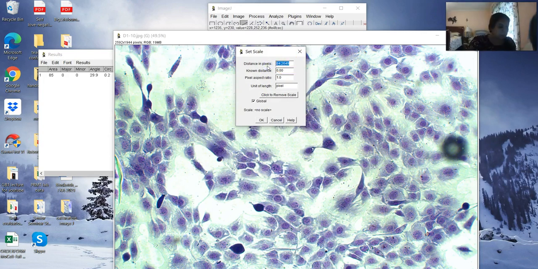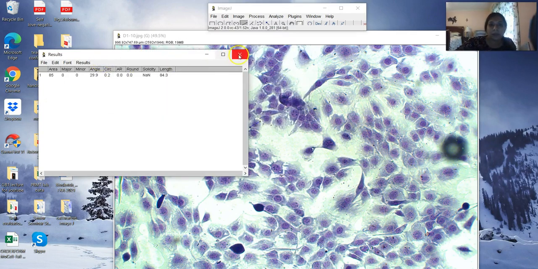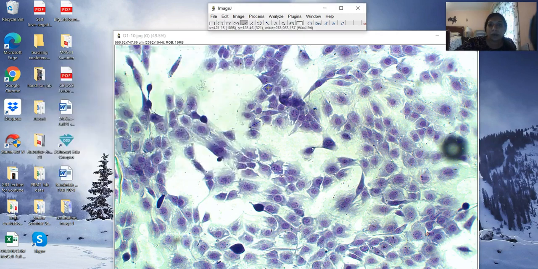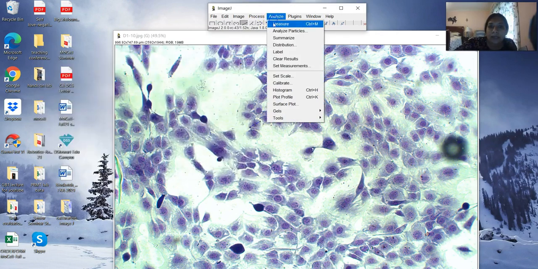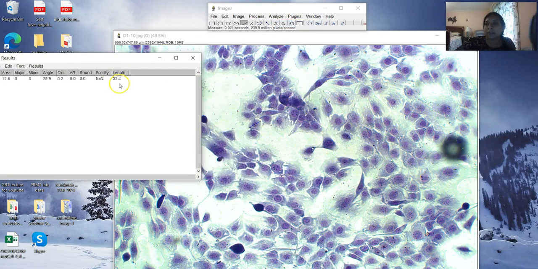That was in pixels, so we want to set 2.6 and 1. It looked like it was not correct. Okay, now it is going to give the correct measurement. So let's analyze and measure. Now we know that it's 32.4 for that particular cell.